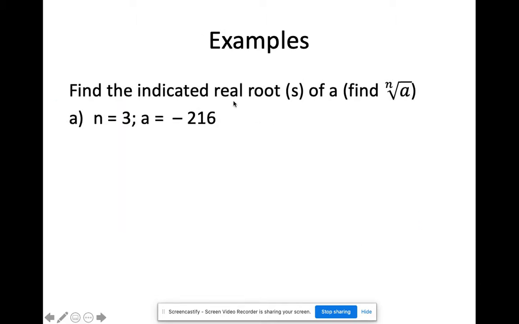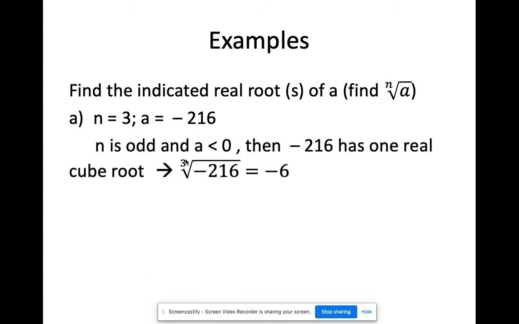Find the indicated real roots, or simply find the nth root of a. Here n is 3 and a is negative 216. As you can see, n here is odd and a is negative. So the cube root of negative 216, which means if n is odd and a is negative, there's 1 real root. So we all know that the cube root of negative 216 gives you negative 6, because negative 6 times negative 6 times negative 6 equals negative 216.